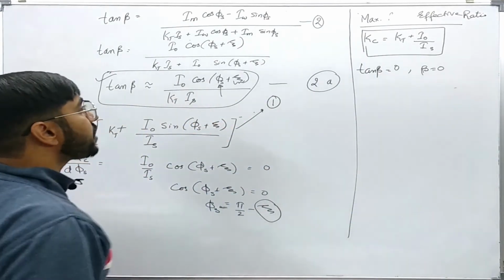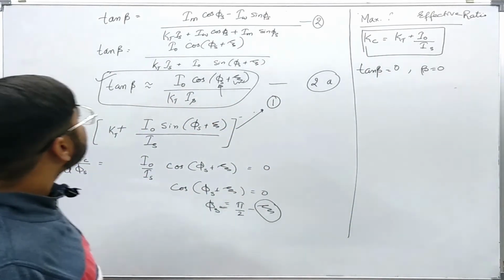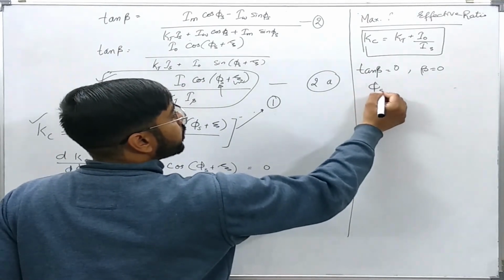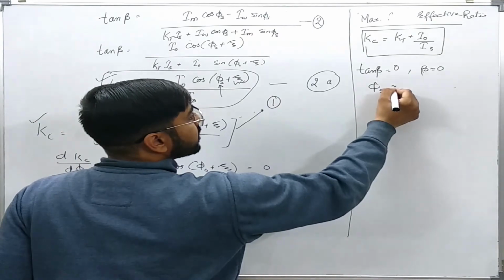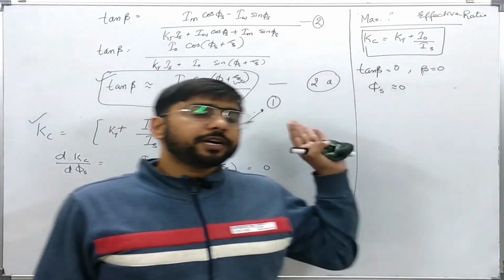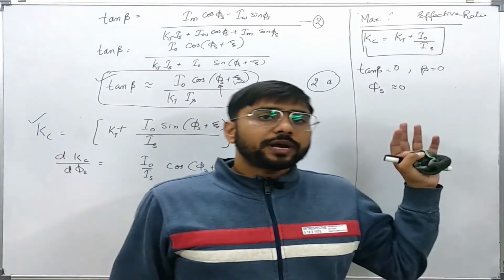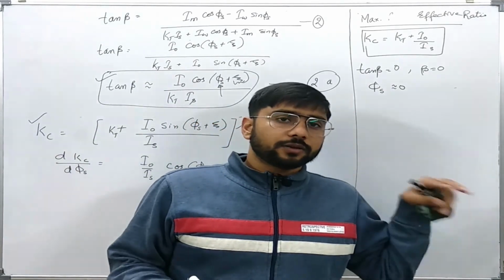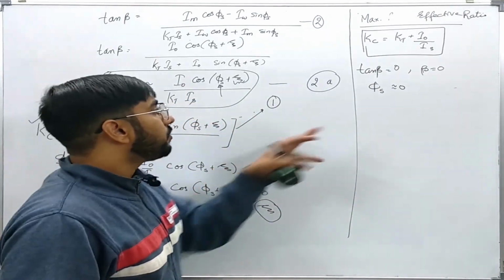Okay, now what will happen when this phi s is very small, or let us say equal to 0, that is, the secondary side of the CT is not giving load to any trip coil etc., it is just giving a resistive burden. Okay, so what will happen in that case?